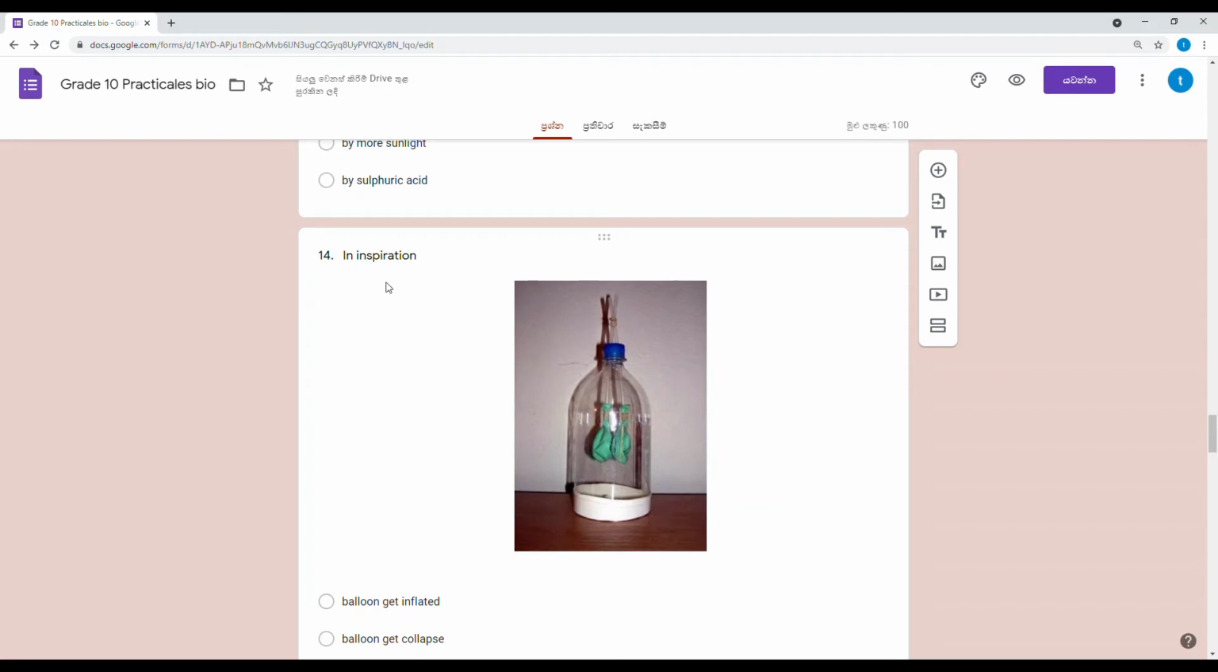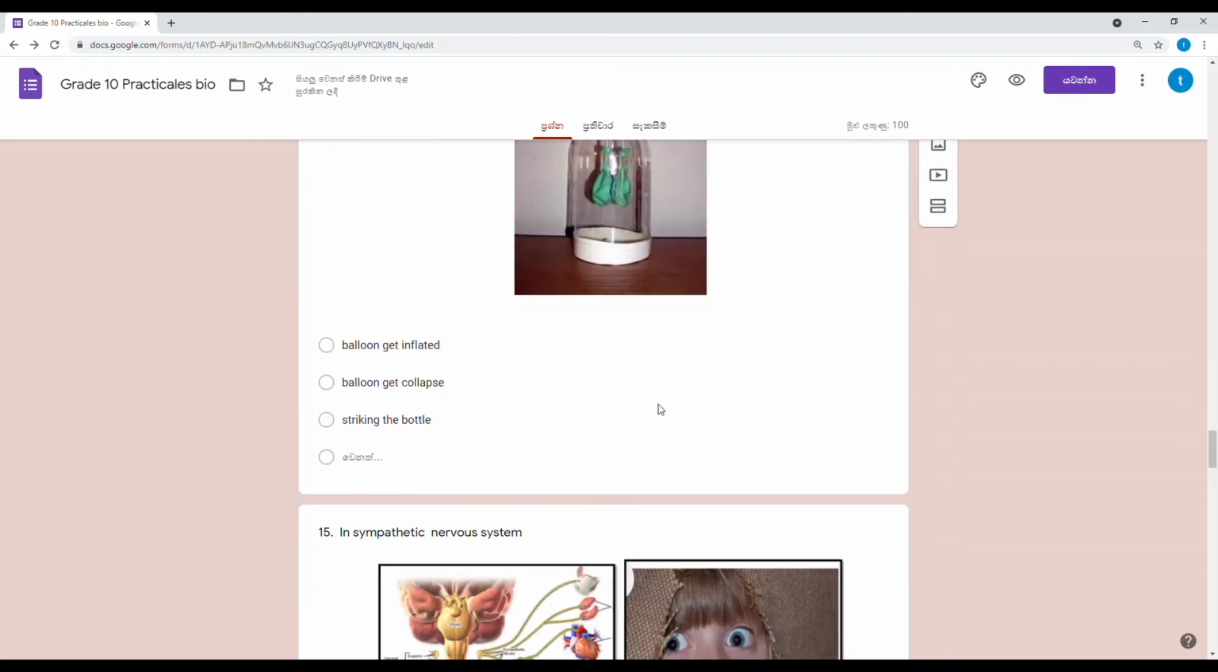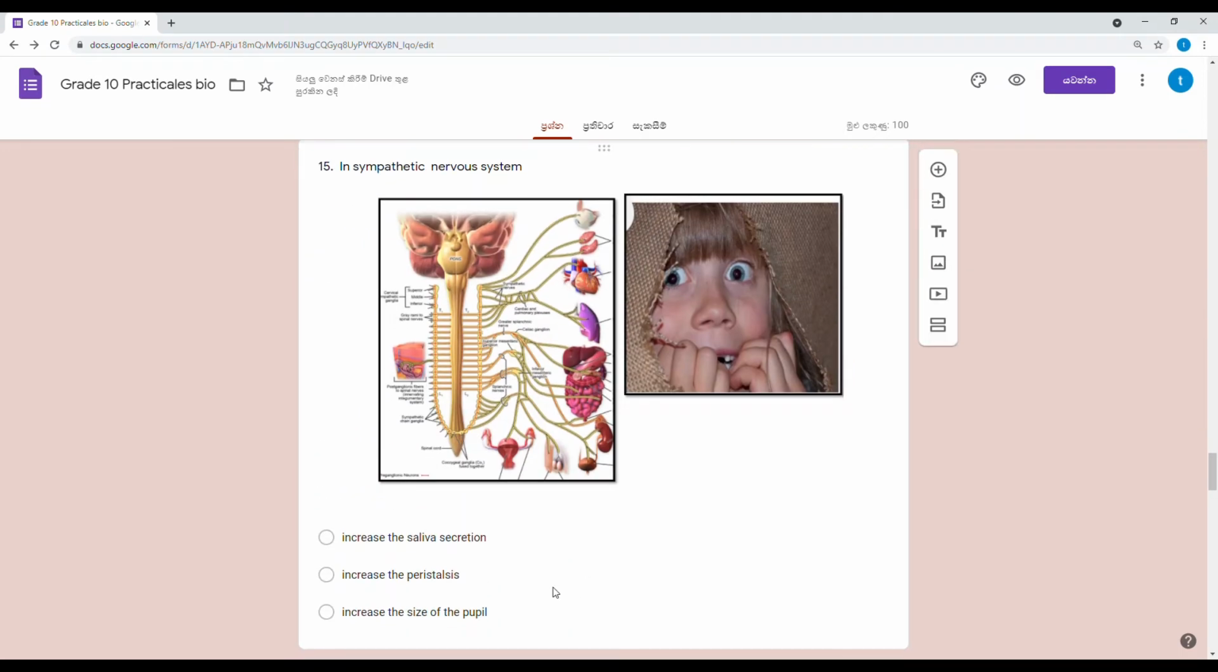Then in the inspiration, once you take gas, oxygen into the body, what will happen? We know. We can see enlarging, or we call it inflating, these two balloons. Not any other change in this one, because these are not live parts, they are non-living matter. And the number 15. Here what's the number 15?